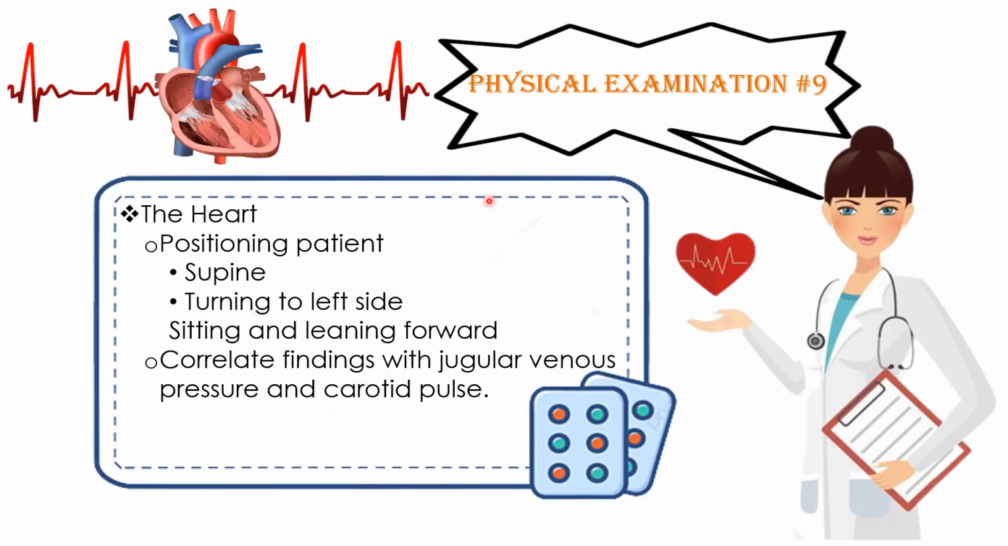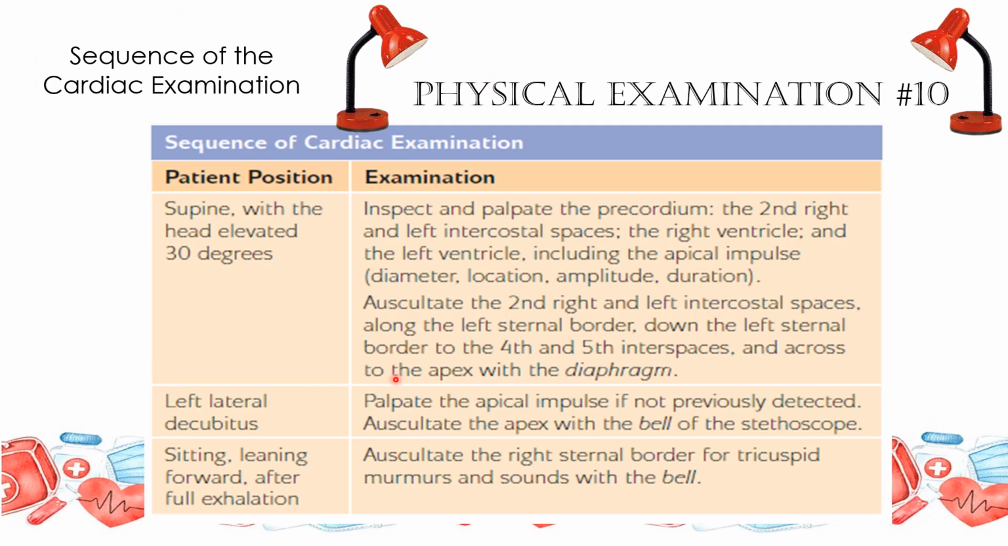For much of the cardiac examination, the patient should be placed supine, turned to the left side, sitting and leaning forward, and then correlate your findings with jugular venous pressure and carotid pulse. This table just shows the sequence of cardiac examination. The first column refers to the patient position, and the second column is the examination.